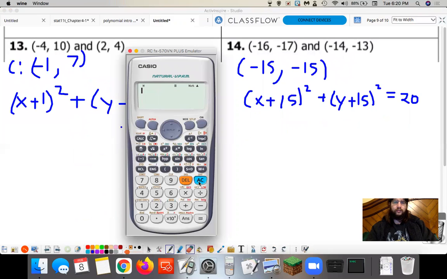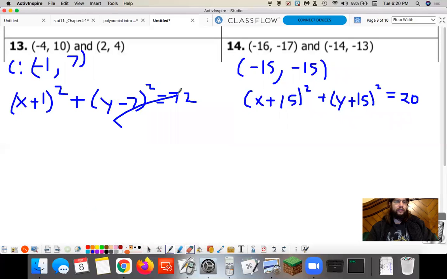No. Sorry, give me a moment. So 6 square roots of 2, divide that by 2 and square it. Sorry, I had used the center, I did not. So make sure you pay attention.